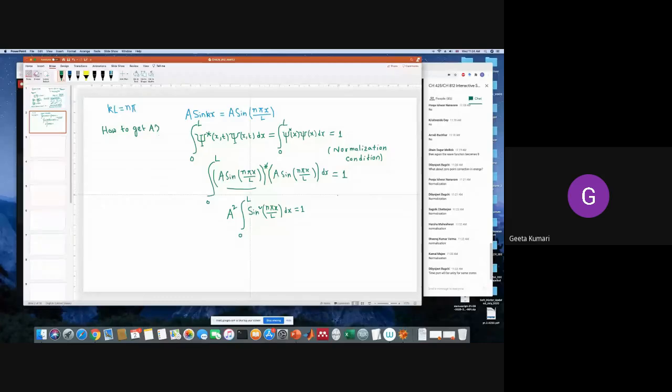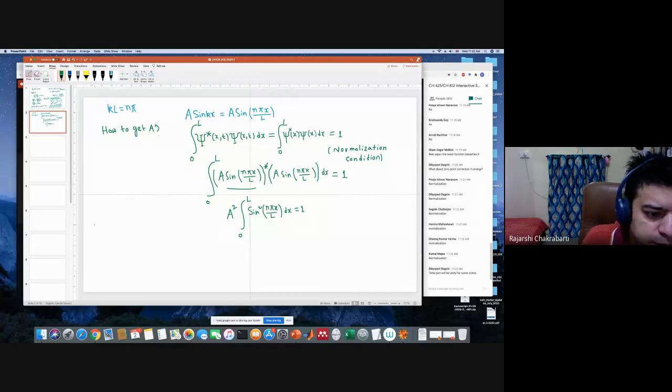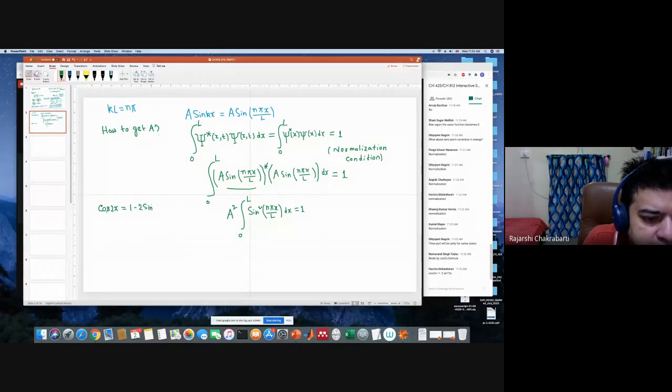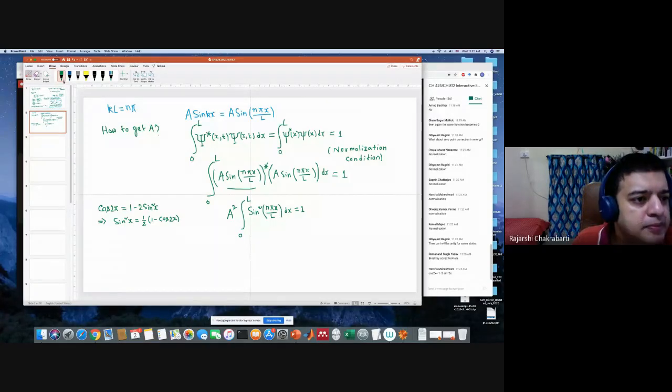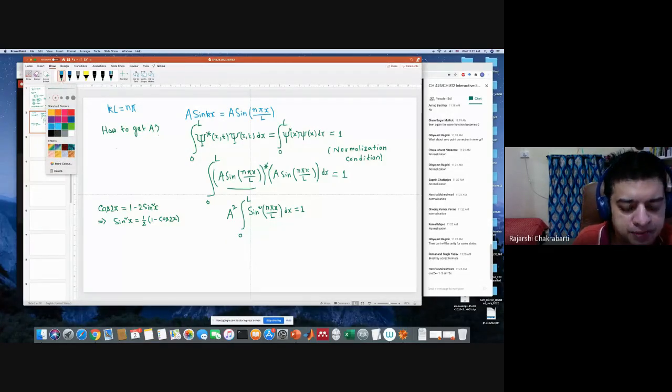Sin square theta equals 1 minus cos 2 theta divided by 2. Yeah, so that is a suggestion. So we go back to your school trigonometry. You know that cos 2x is equal to 1 minus 2 sine square x, isn't it? As far as I remember. So that gives you sine square x is equal to half into 1 minus cos 2x. This I'm going to use here.